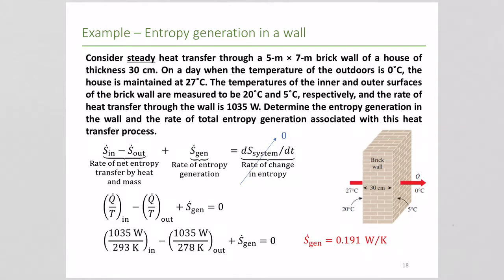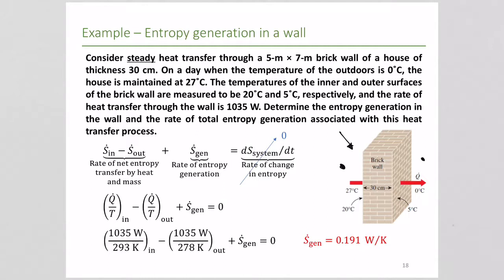Okay, so the problem is entropy generation in a wall. You consider a steady heat transfer through a brick wall of a house. So here is your brick wall, and the heat transfer takes place from a high temperature environment, which is inside your house, to a colder temperature, which is the outside.